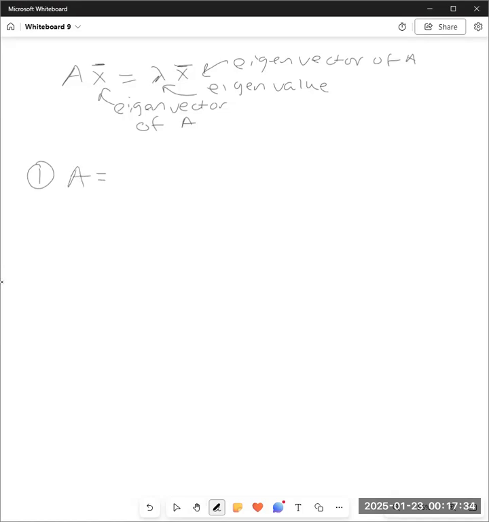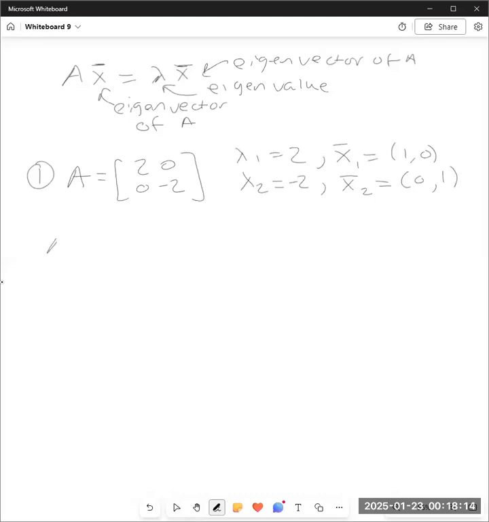So matrix A is 2, 0, 0, -2. And they want us to verify that if lambda 1 is 2, that makes an eigenvector of 1, 0, and if lambda 2 is -2, that gives us an eigenvector of 0, 1 that's associated with that. So how can we prove that?